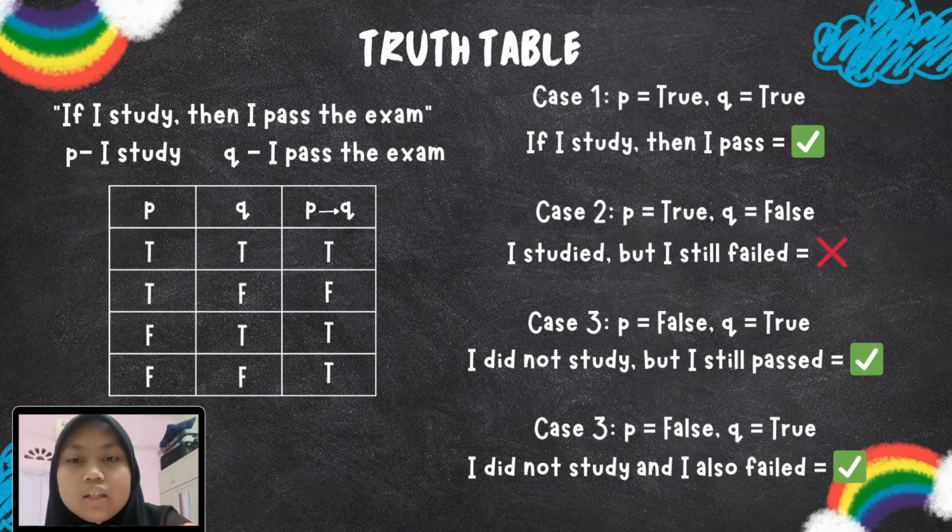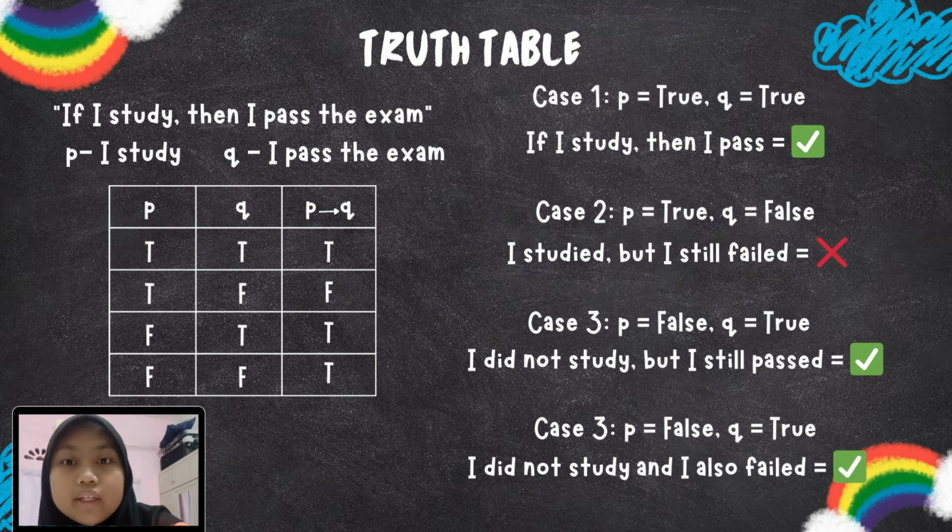Let's look at our first case, where P is true and Q is true. This means I studied and I passed. So our original statement, if I study then I pass, is clearly true because the condition is fulfilled. That's why in our table it will be T, T and T.